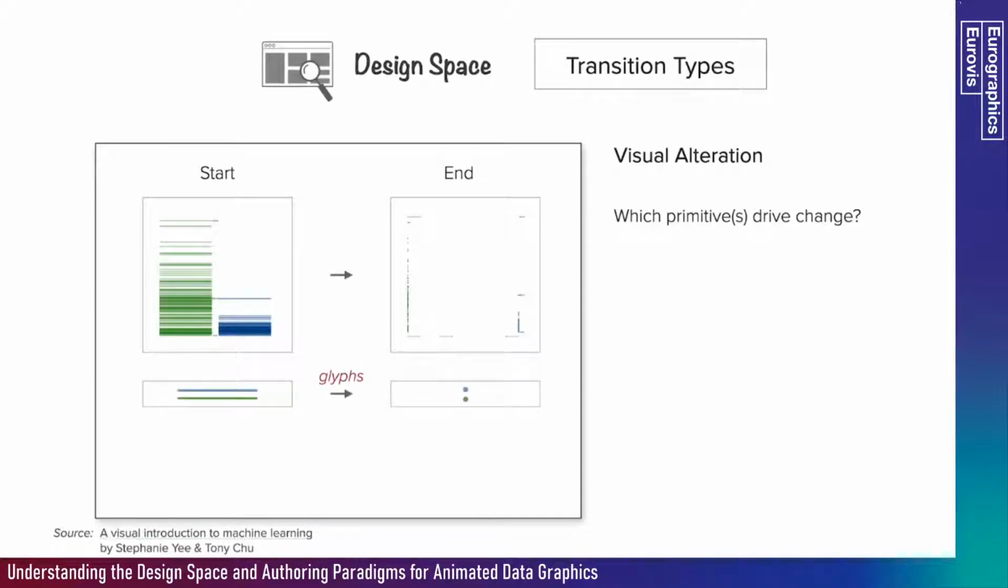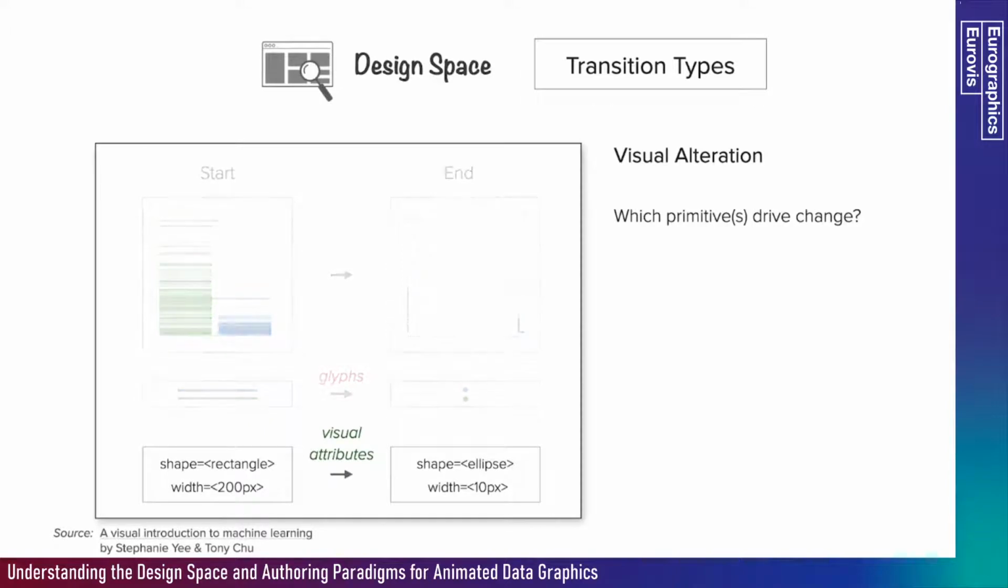The rectangle glyphs are the only objects that animate, but their numbers and data do not change. However, the glyph's shape type and width visual attributes are altered. Visual attributes drive the animation change here, which is why this is a visual alteration transition type.